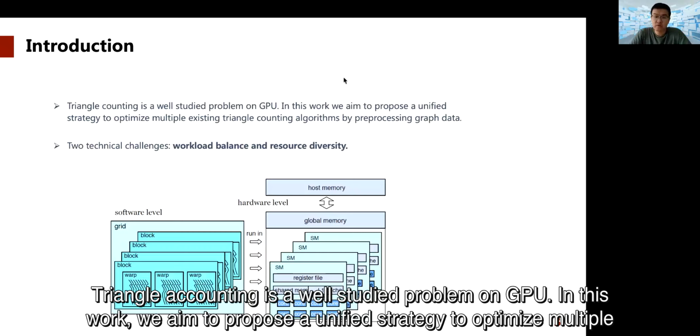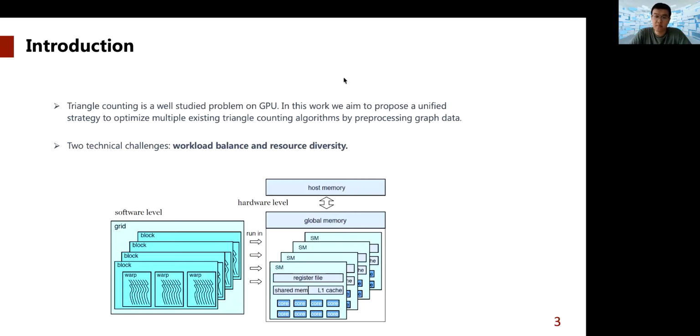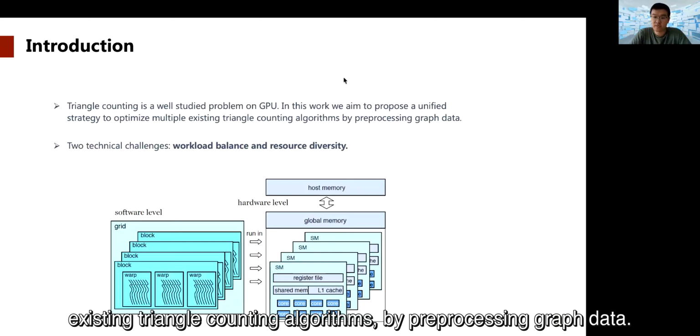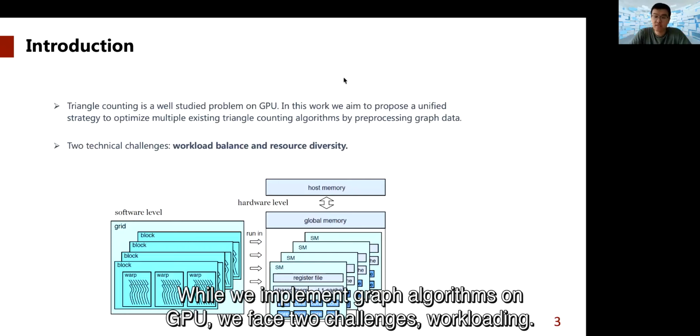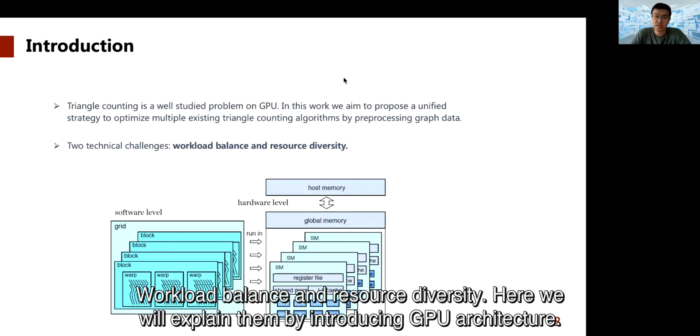Triangle counting is a well-studied problem on GPU. In this work, we aim to propose a unified strategy to optimize multiple existing triangle counting algorithms by pre-processing graph data. When we implement graph algorithms on GPU, we face two challenges: workload balance and resource diversity. Here we will explain them by introducing GPU architecture.